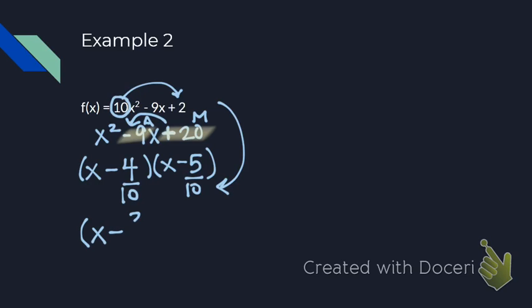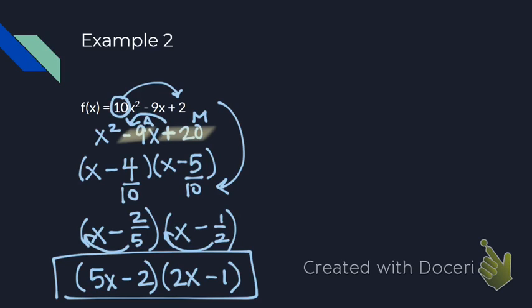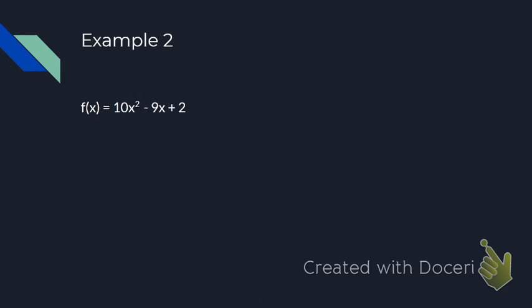Then we're going to reduce if we can. So 4 over 10 goes to 2 over 5. 5 over 10 goes to 1 over 2. And then because there's still a denominator, it's going to swing up in front of x, giving us 5x minus 2 and 2x minus 1. And again, if I were to FOIL that or tic-tac-toe it out, we would end up with 10x squared minus 9x plus 2.